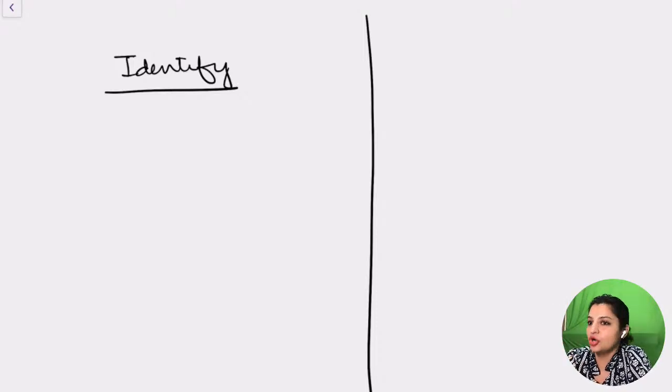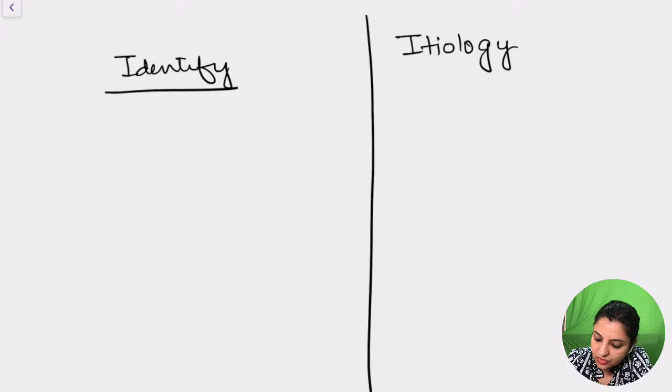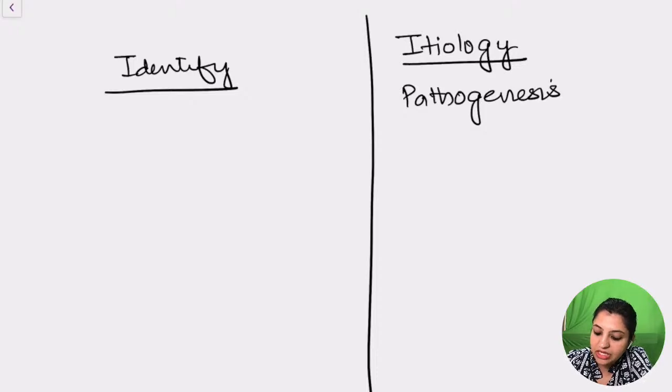So for any pathological question, go by these headings. First, always write what is the etiology of the case. Number two, you write what is the pathogenesis. Even if you don't know the answer, write these headings, because these headings are going to give you a lot of score. So etiology, pathogenesis, and lab diagnosis.